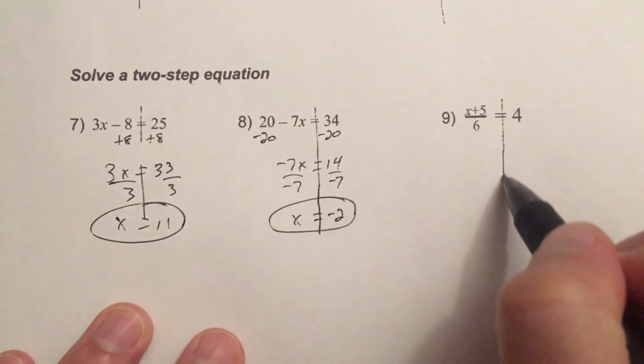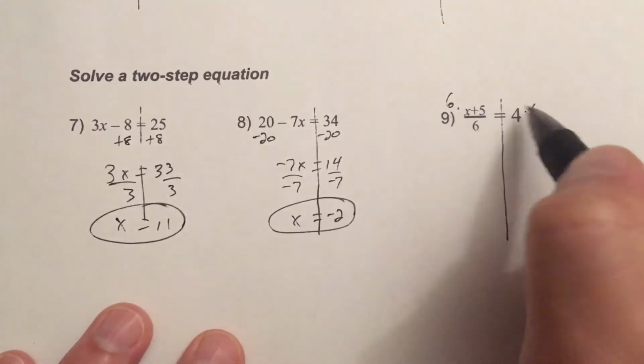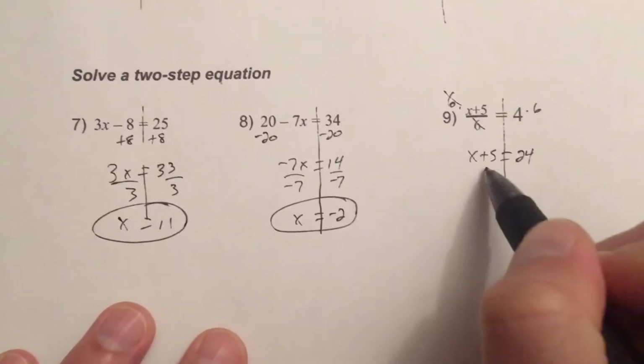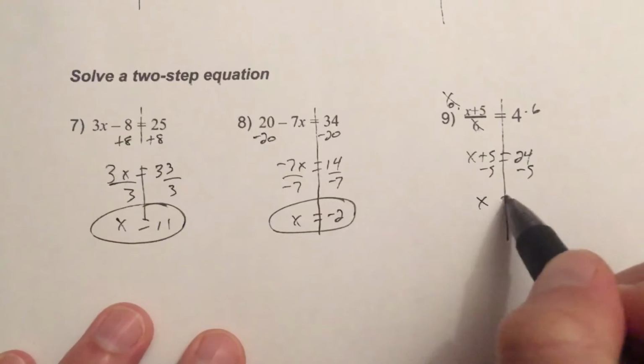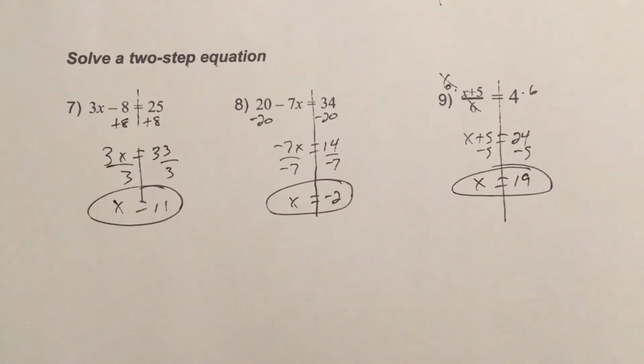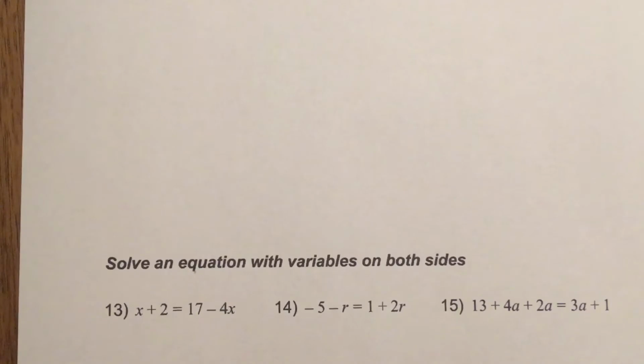And then on this one, because the whole thing is being divided by 6, we're going to multiply by 6 first. To cancel that, I'm going to get x plus 5 equals 24. And then divide by 5, we get x equal to 19. So there's page 1. Hopefully that felt pretty easy for you. Now, page 2, we want to do a multi-step one.